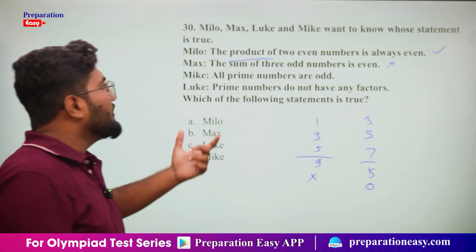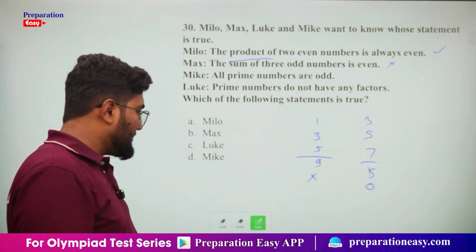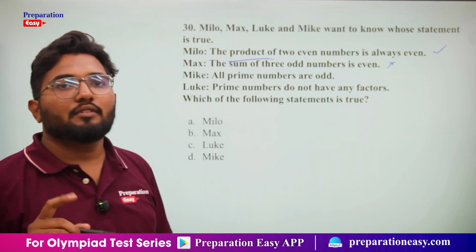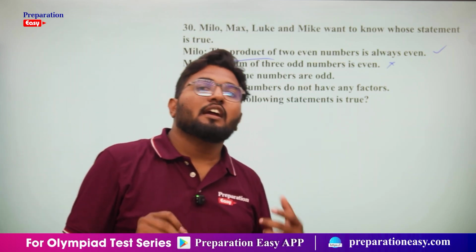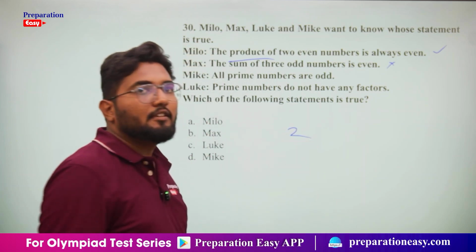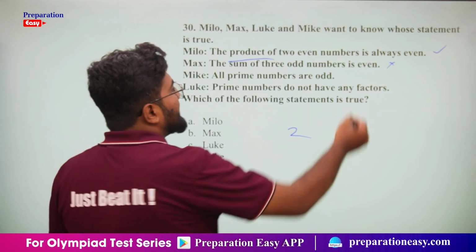Okay. Then Mike: all prime numbers are odd. But there is one even prime number, which is 2. 2 is the single even prime number. So Mike is also wrong.